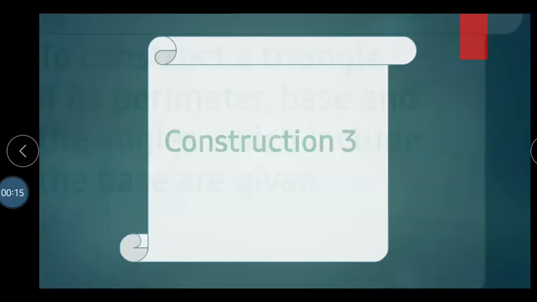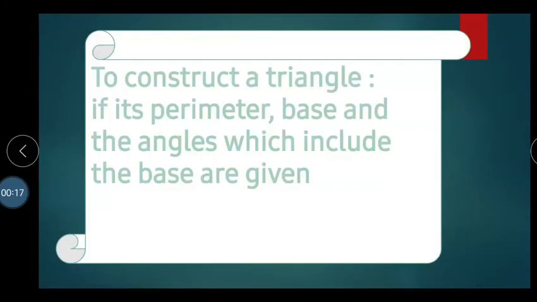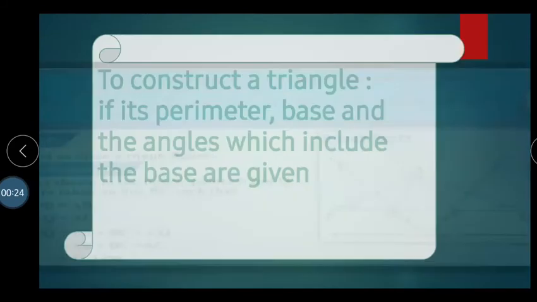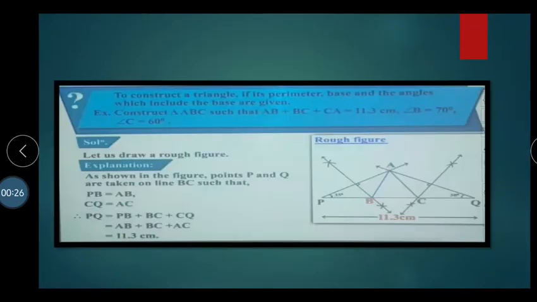Construction 3. To construct a triangle, if its perimeter, base, and the angles which include the base are given. This example is there on your textbook page 55. Question: Construct triangle ABC such that AB + BC + CA = 11.3 centimeter, measure of angle B = 70 degree, measure of angle C = 60 degree.